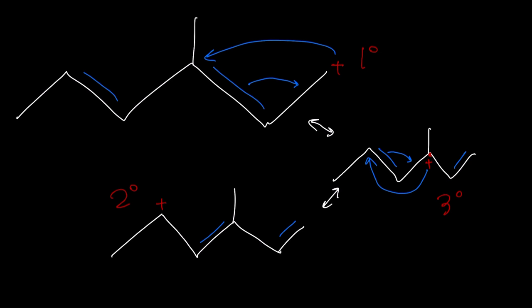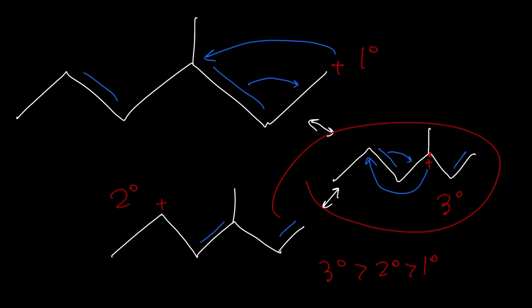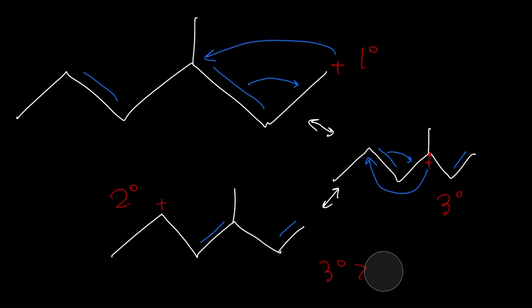You need to understand the concept that tertiary carbocations are significantly more stable than secondary carbocations, which are more stable than primary carbocations. So it's going to look like this. So the more stable one is going to be this one. And you should memorize that.